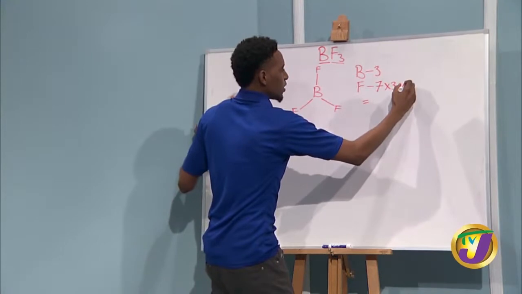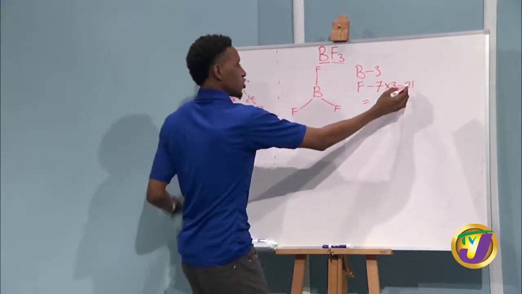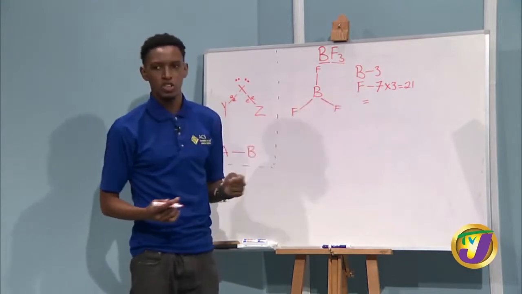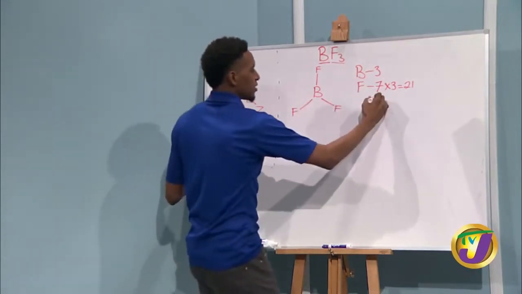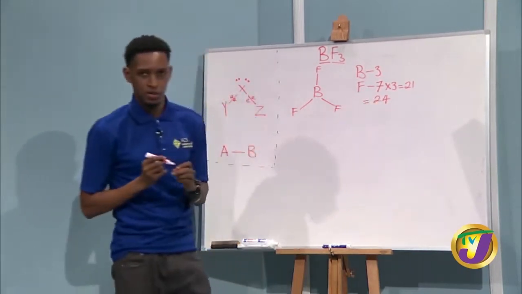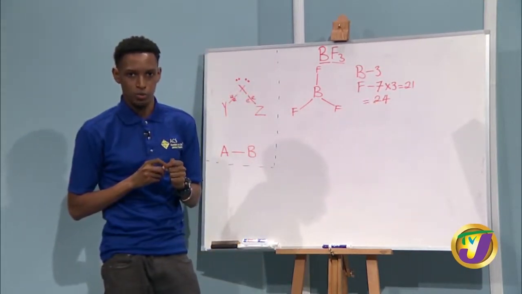Therefore, this would equal 21. So when we sum the total valence electrons, it's 21 plus 3, and that is equal to 24. So this is the total valence electron count in the molecule.